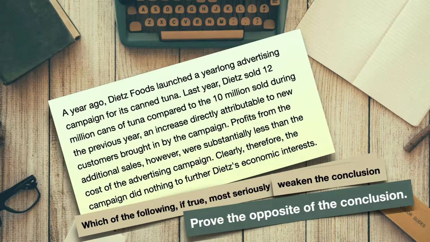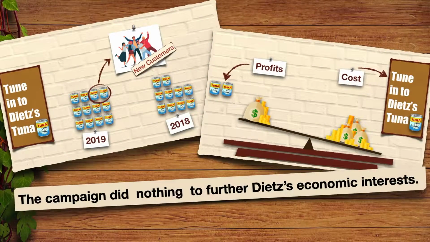In the case of this question, the conclusion is that the campaign did nothing to further the company's economic interests. Now, we have to weaken this argument, so we have got to prove just the very opposite of this conclusion. And that is, we have got to prove that the campaign did something to further Diet's economic interests. Now, let's take a look at each option to see how they may or may not help us in our endeavor to find an answer to this question.